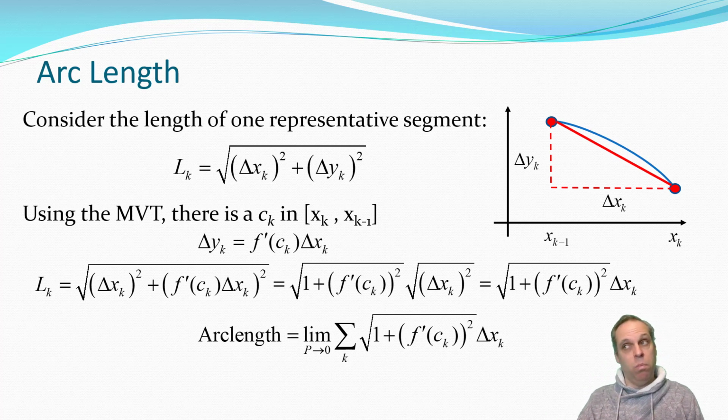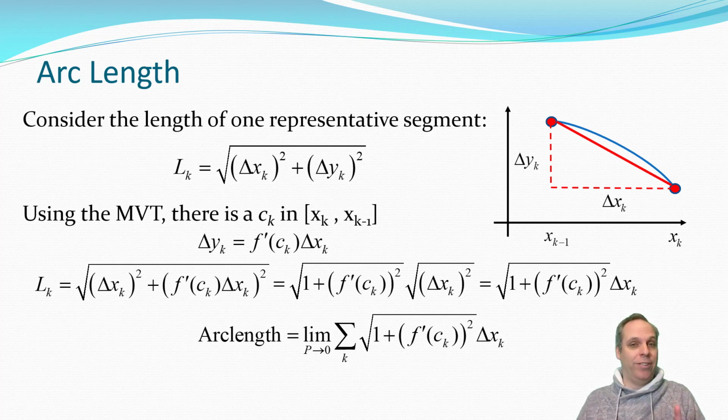So the overall length of the curve should then be approximated by a sum of these pieces. If that's true, then I can take the limit of the norm of the corresponding partition of the summation of all these little pieces and declare that to be the arc length. This then, notice, is a limit of Riemann sums.